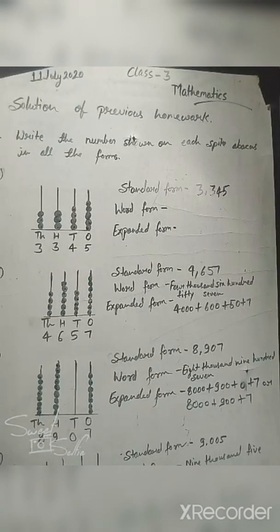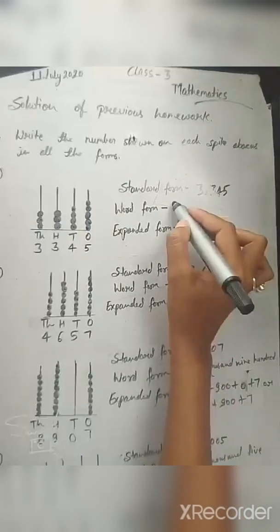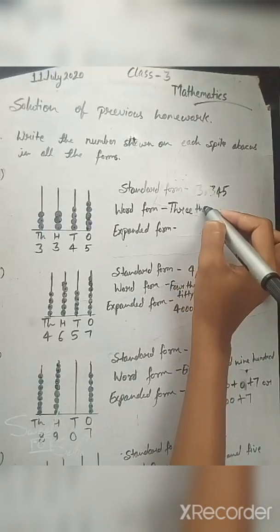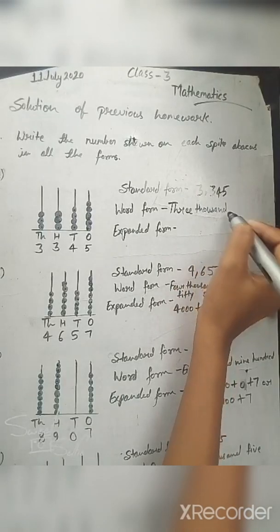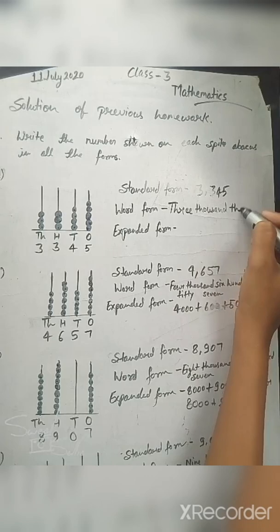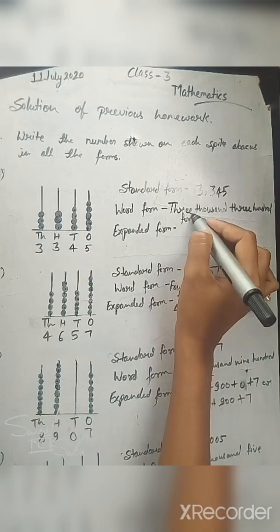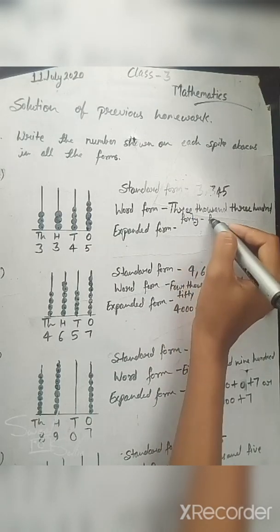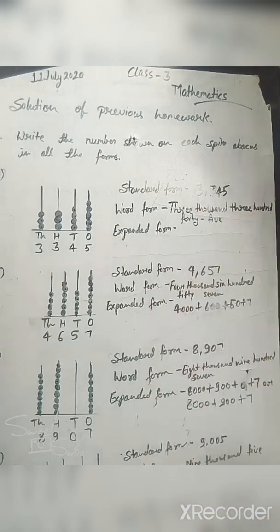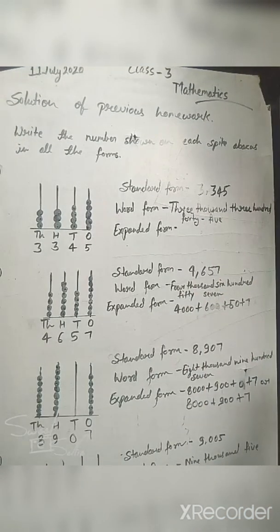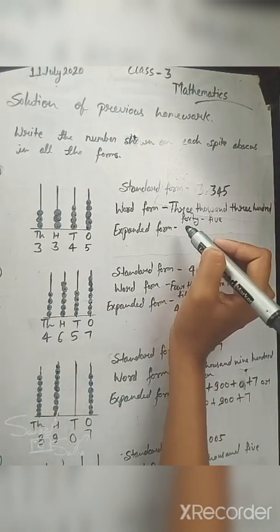As we are reading it, we read it 3,000, 300, 45, that is 40 and 5. So this is the word form of 3345. And next, expanded form.